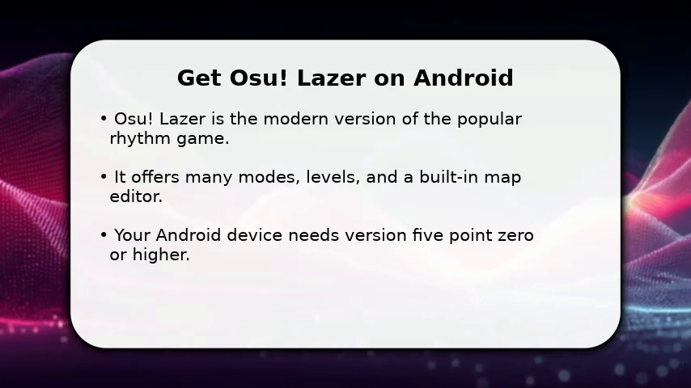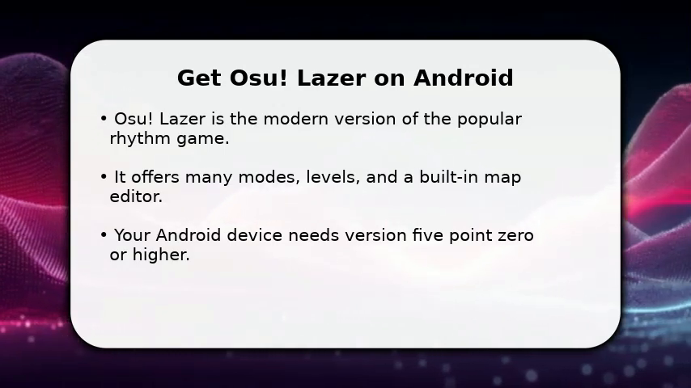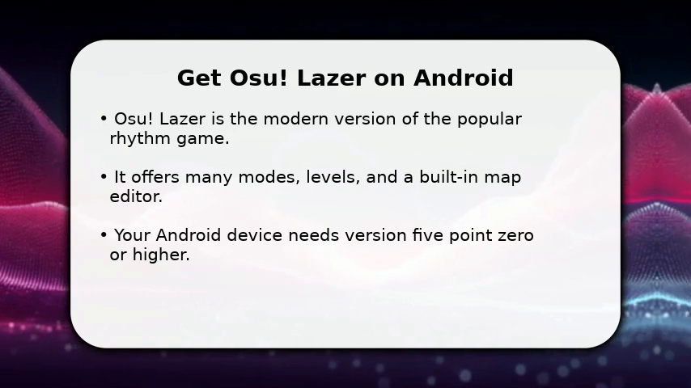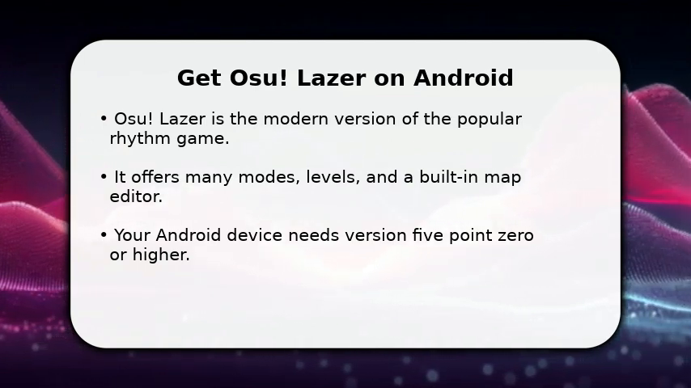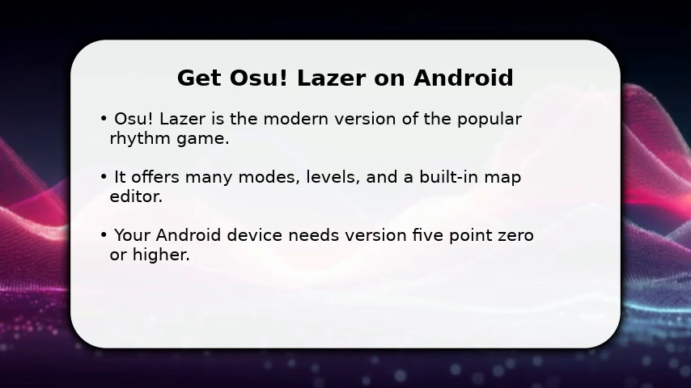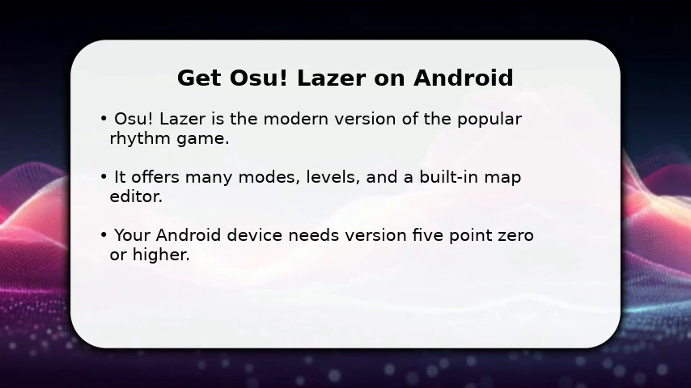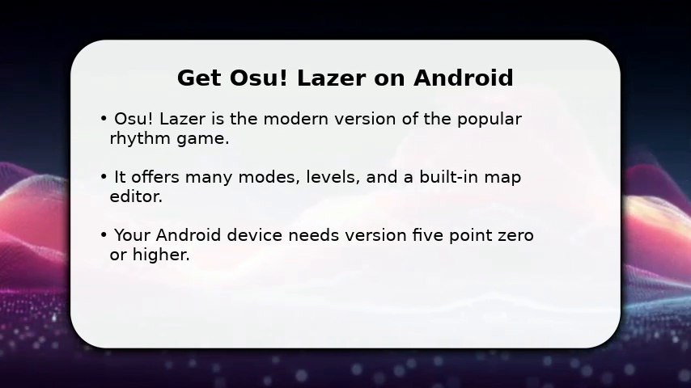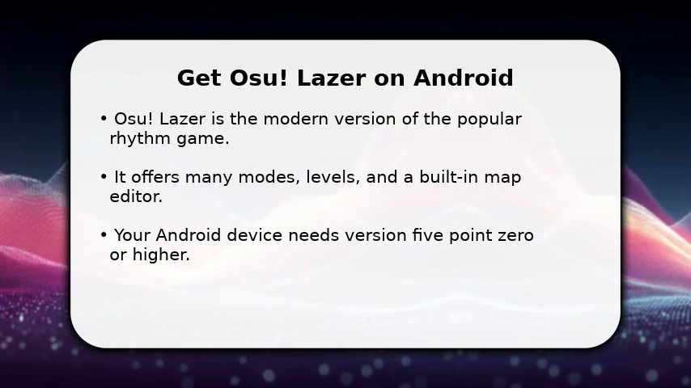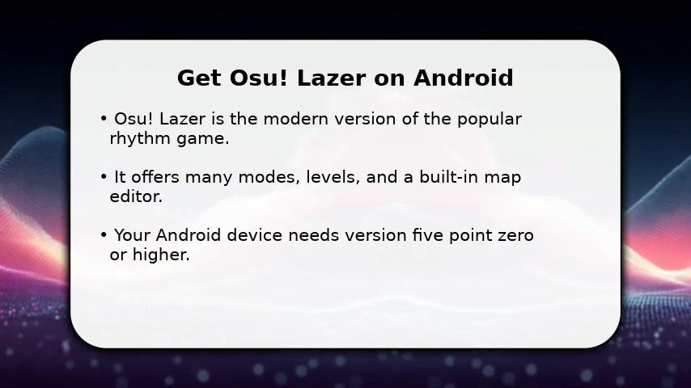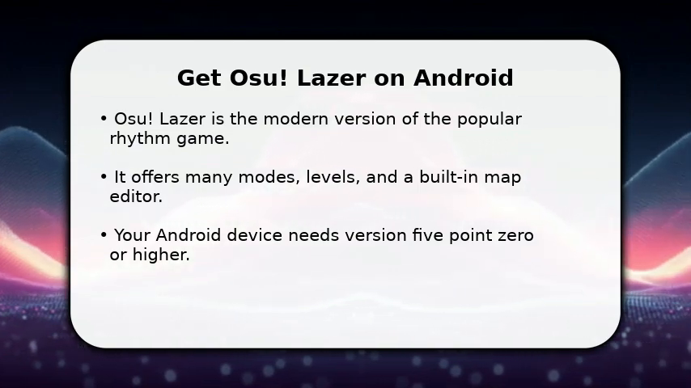In this video, I will explain how to play Asu, Lazer on Android. First, you will need to download the game. Asu, Lazer is the updated client for the well-known rhythm game, offering many modes and levels. Ensure your Android device runs version 5.0 or newer. You can find the official application package file on the Asu website or its GitHub releases page. Always download from trusted sources to ensure security.